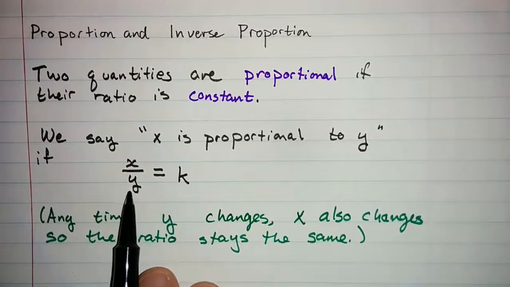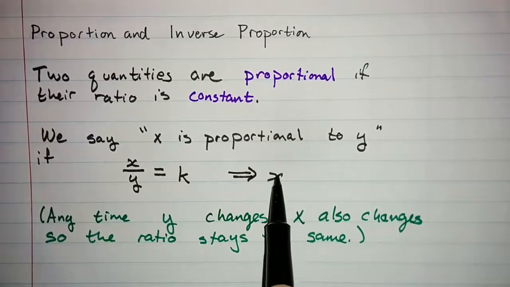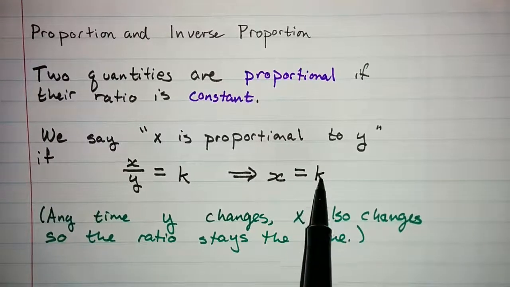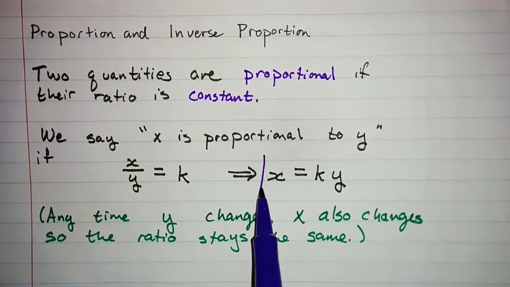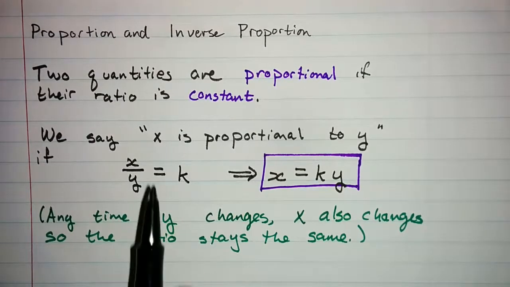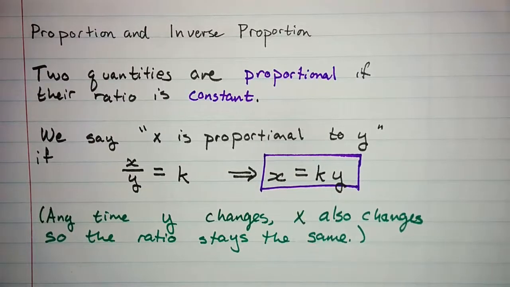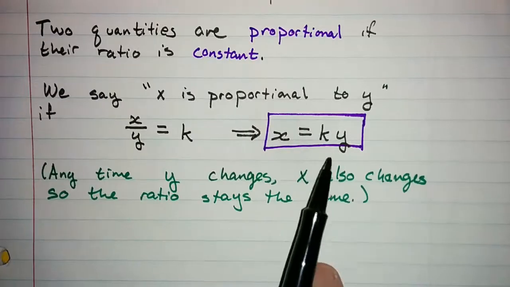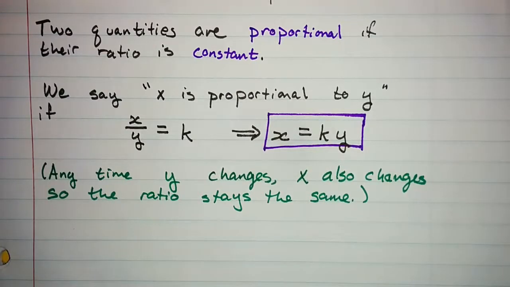Now, if we take this equation and multiply both sides by y, we get the equation x equals some constant times y. And it turns out that this form is going to be a little bit more convenient to work with. We should understand x is proportional to y as meaning x equals some constant times y. The reason that this is going to be more convenient to work with is that it's more convenient to understand the other terms that describe different kinds of proportionality.